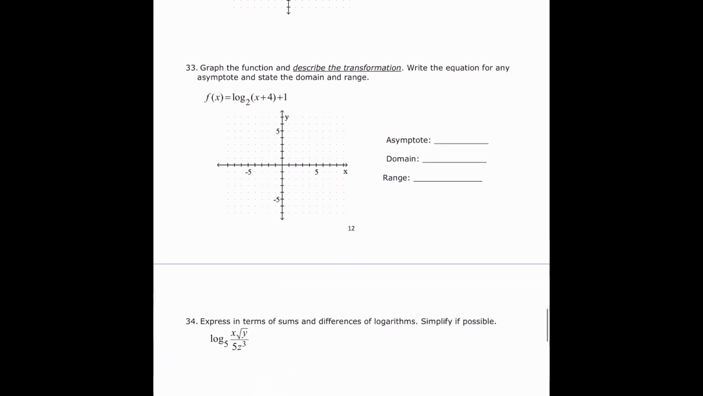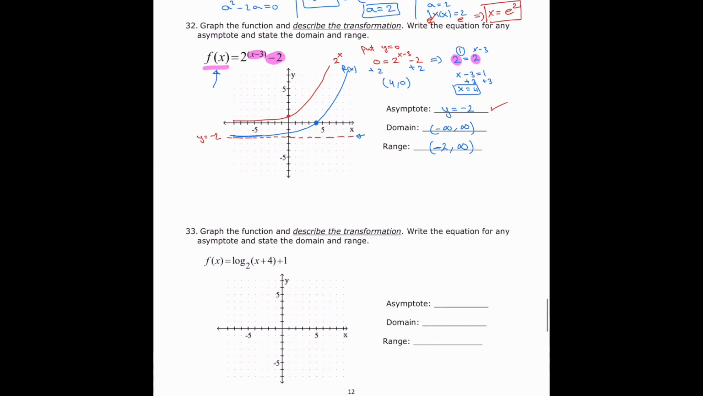Graph the function and describe the transformation. I forgot to describe the transformations. So the function 2 to the x moved down 2 units, and to the right 3 units.